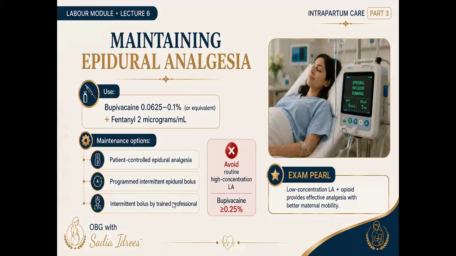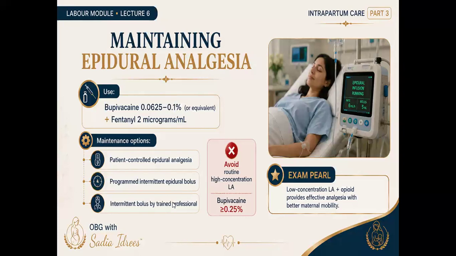Once the epidural is working, how do we maintain it? NICE recommends a low concentration local anesthetic combined with an opioid. For example, bupivacaine 0.0625 to 0.1% or an equivalent low concentration local anesthetic combined with fentanyl 2 micrograms per milliliter. So don't just memorize the concentration, understand the philosophy behind it. We want analgesia without unnecessary motor blockade. In other words, control the pain, but preserve maternal function as much as possible.